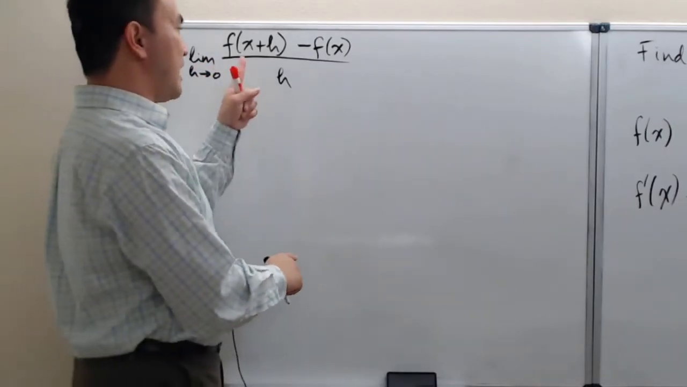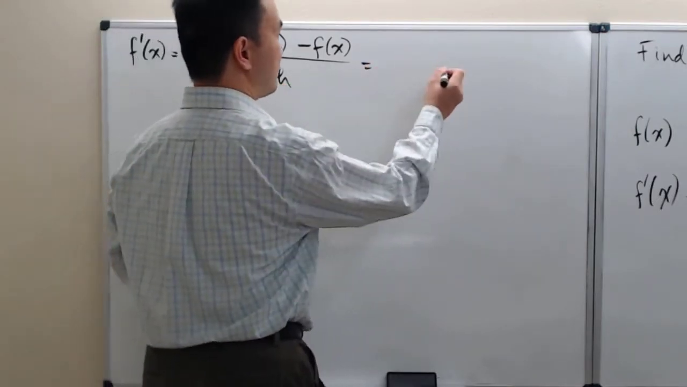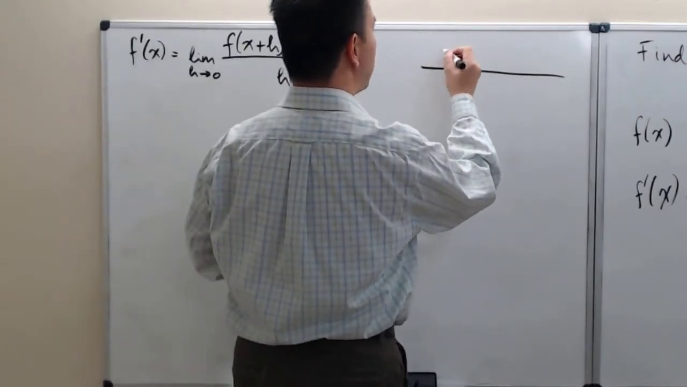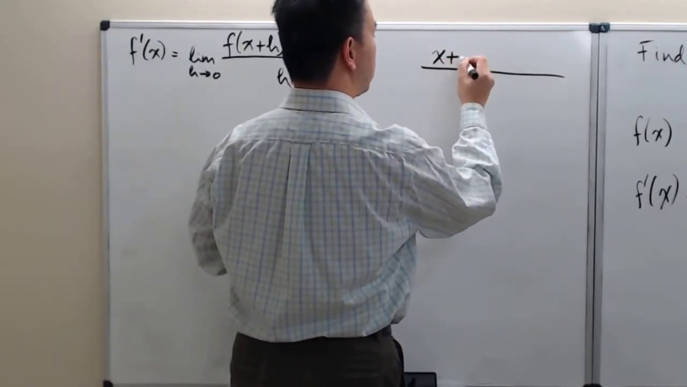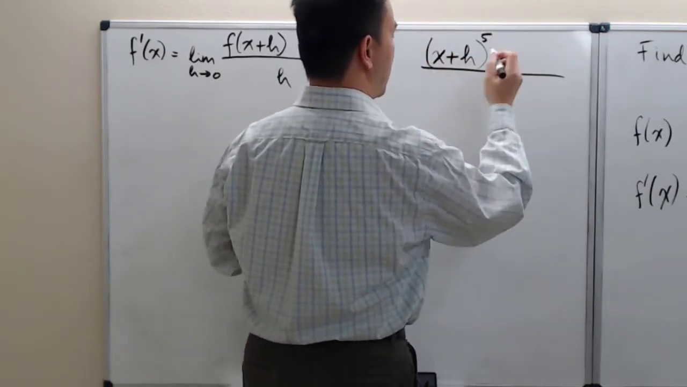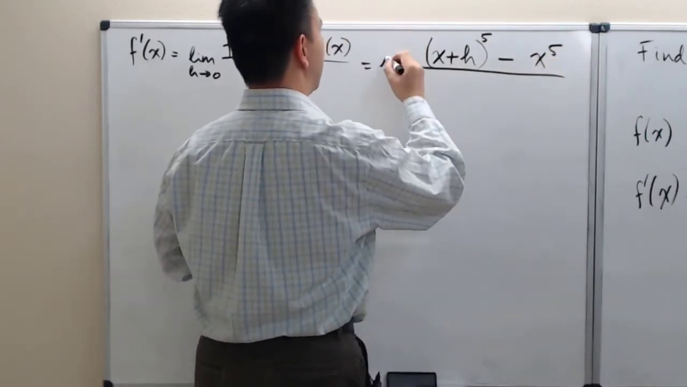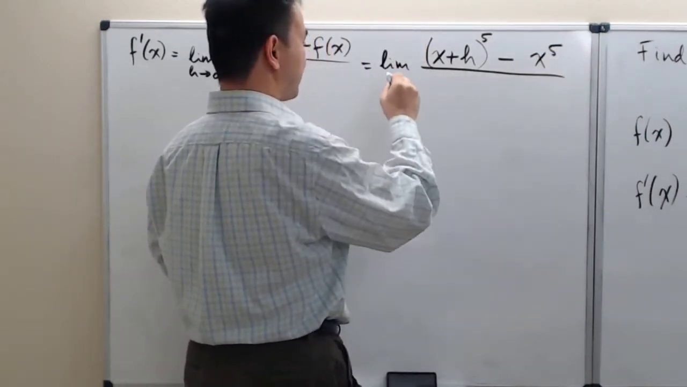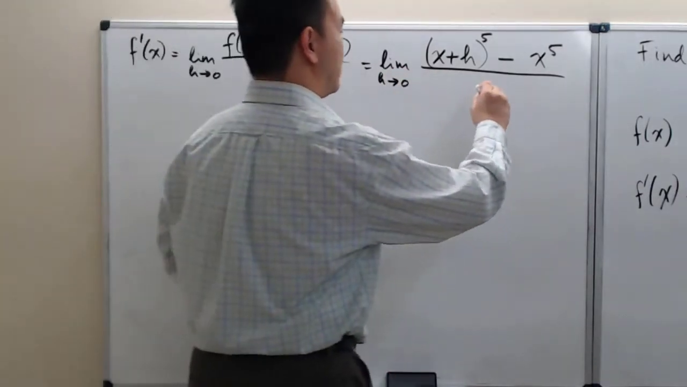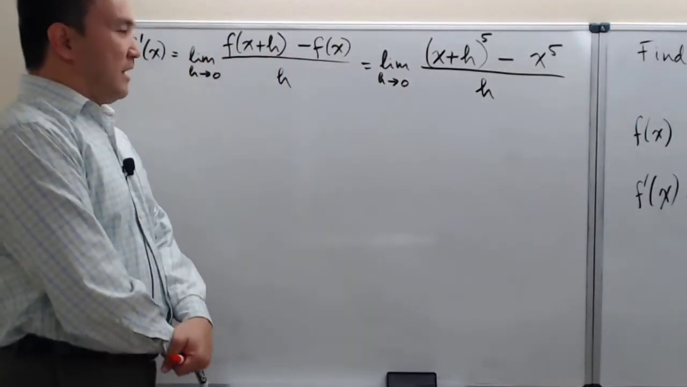But now, since our function this time is the x to the 5th function, I am going to substitute the x plus h expression into my 5th power. So here I'm looking at x plus h raised to the 5th power minus x to the 5th. Okay. Take your limit as h goes to 0. And of course, don't forget we need to divide by h right there.